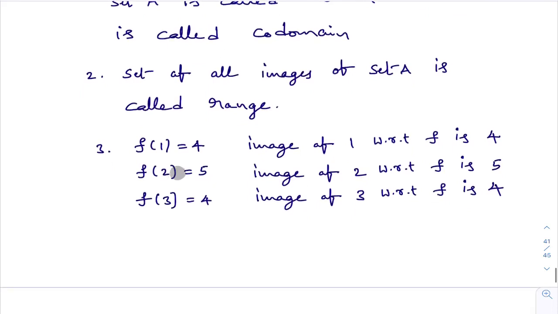You see this third point we already discussed. f of 1 is 4, that means image of 1 with respect to function f is 4. f of 2 is 5, image of 2 with respect to function f is 5. f of 3 is 4 means image of 3 with respect to function f is 4. I wrote this from the first example.